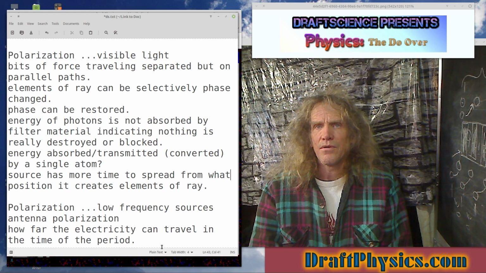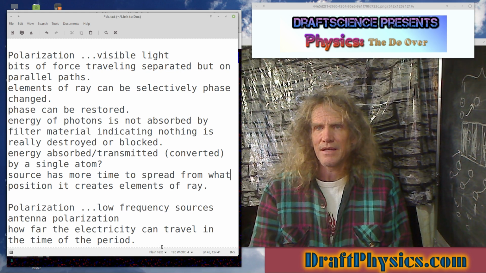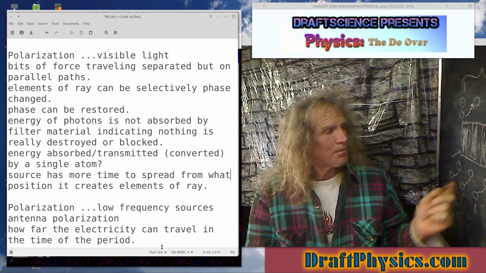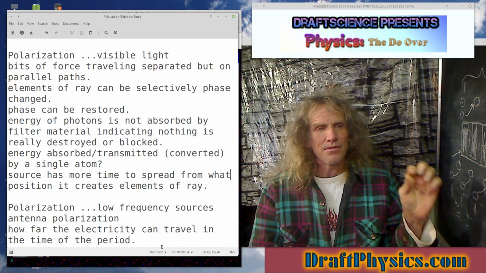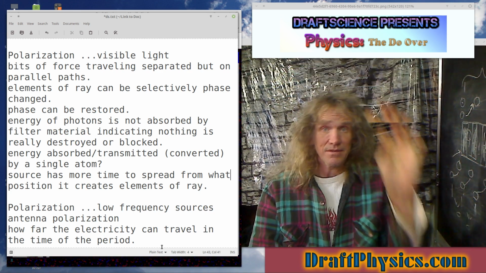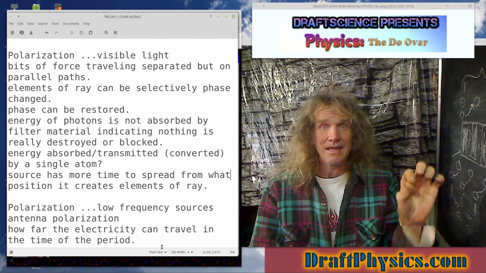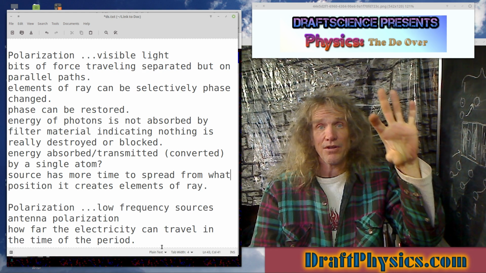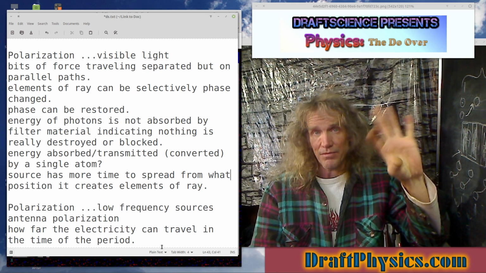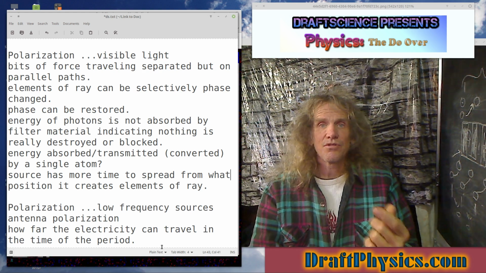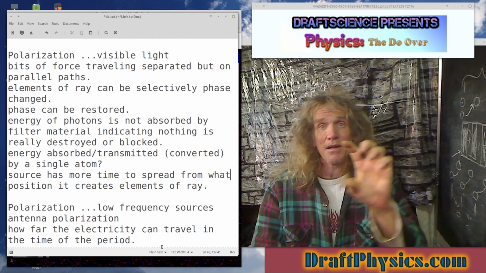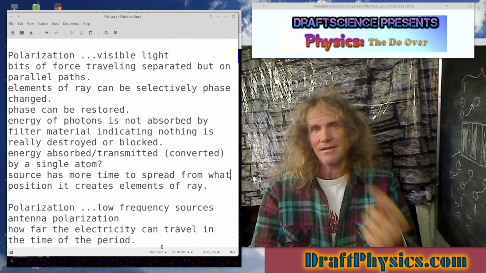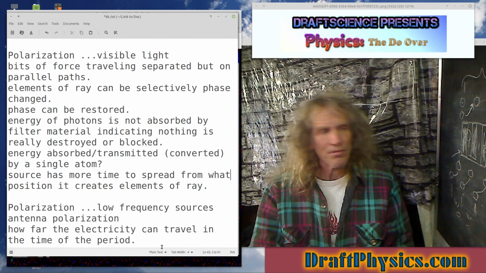So how far the electricity can travel in the time of the period. That's the part about how far it can get into the antenna. The shortest distance and the longest distance in that amount of time, how far you can get, that will be the polarization. The shortest distance to the outside world versus the longest, in the amount of time of the pulse, is essentially telling you how much the polarization will be.